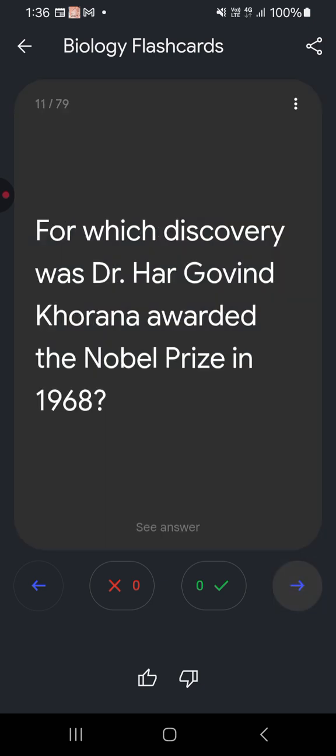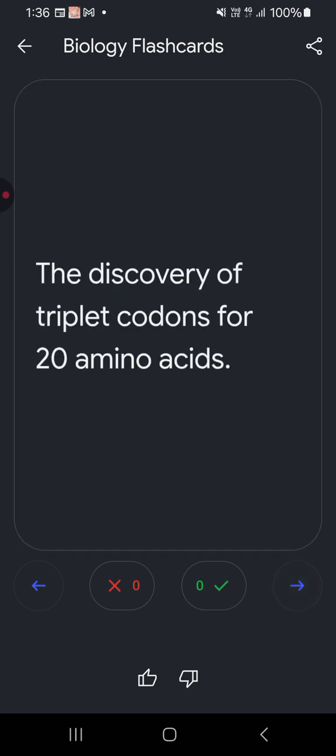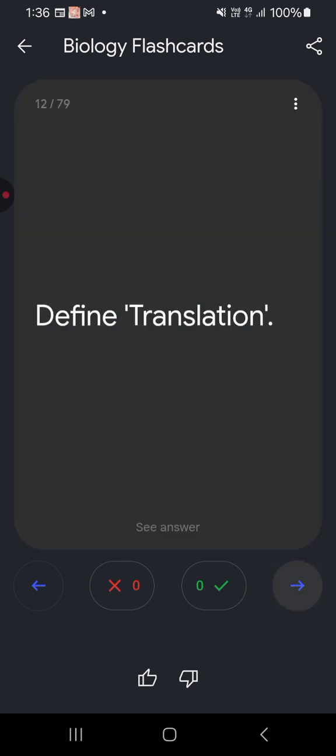For which discovery was Dr. Hargobind Khorana awarded the Nobel Prize in 1968? For the discovery of triplet codons for 20 amino acids. Next question, define the term translation.